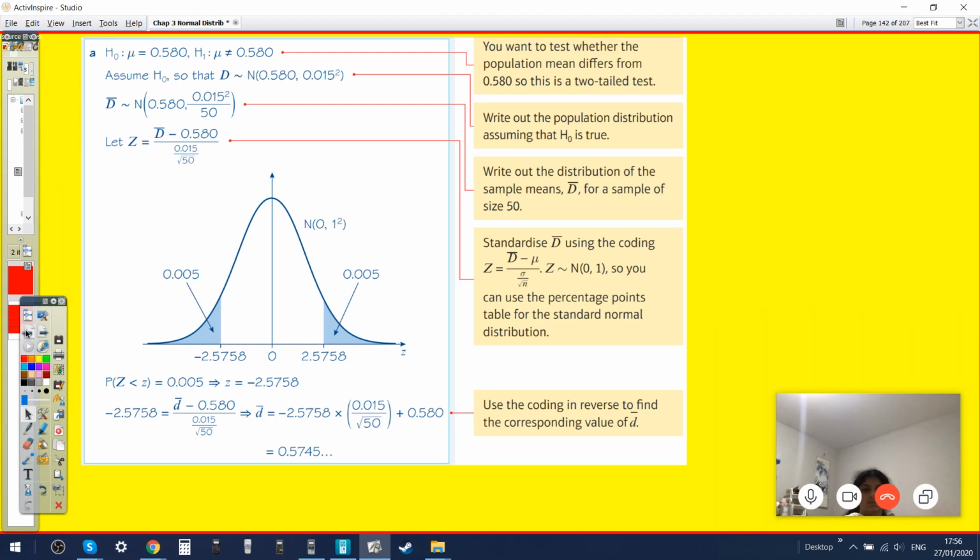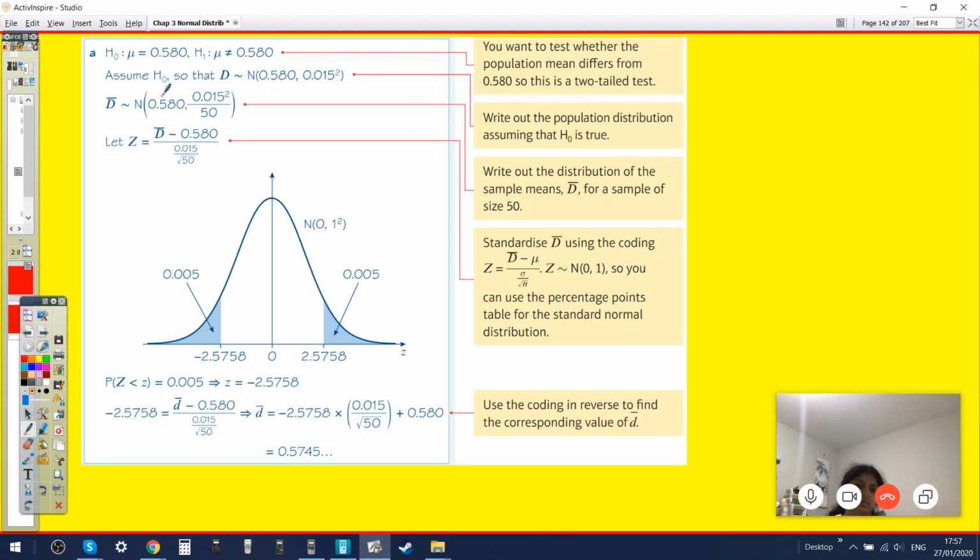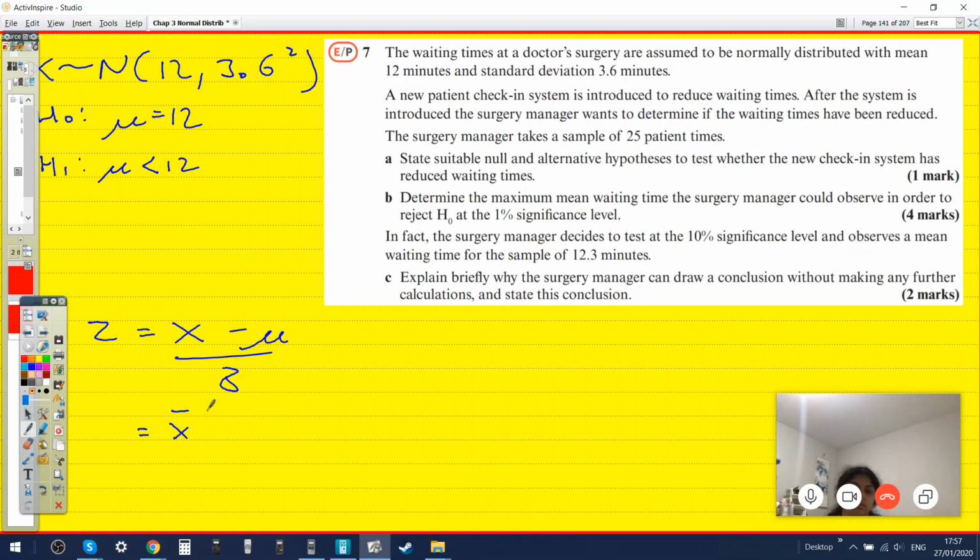Okay. So Z equals X minus mu over sigma. We want to get that. So our mean is 12. Our X bar, where that's the mean. Oh, we have to get that. So that's our X bar minus 12 over square root 3.6 squared over 25.